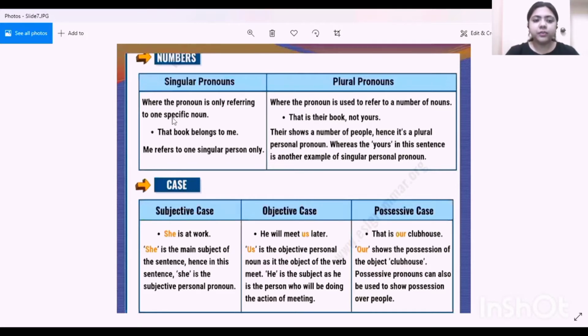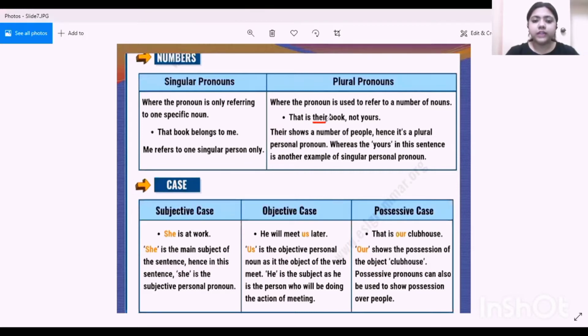What is a singular pronoun? Where the pronoun is only referring to one specific person. You know what singular means, right? So, that book belongs to me. Now me refers to one singular person. That is why it is a singular pronoun. Then again, let us move on to the plural pronoun, where the pronoun is used to refer to a number of nouns. That is their book, not yours. So there is the plural. That means the book belongs to more than one person.